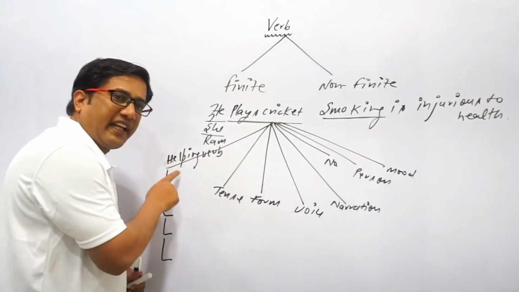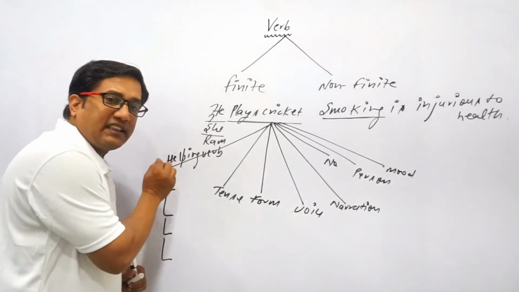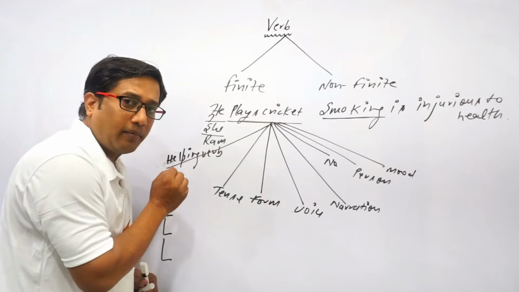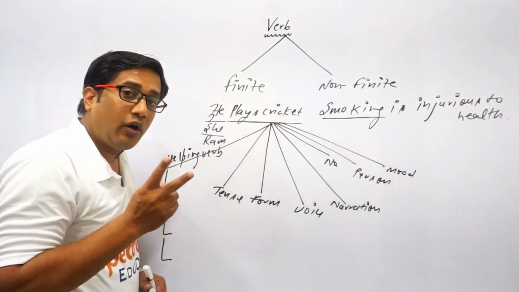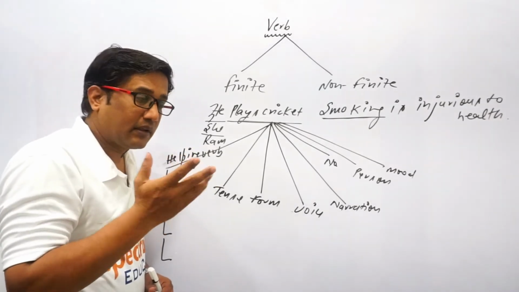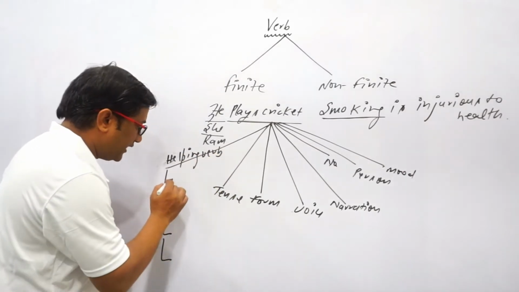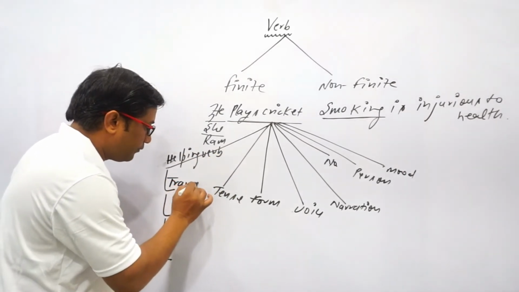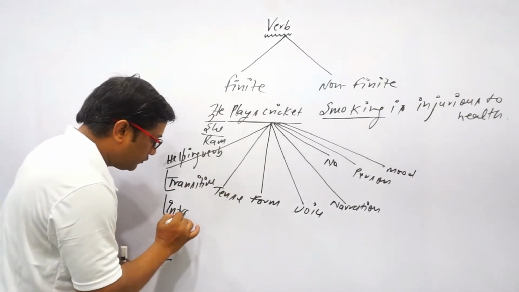So the first topic is helping verb. Actually, this is the first topic of the verb. That's why we prepare 2 more things, and those 2 things are just concepts of the verb. First one is called transitive and the other one is called intransitive.